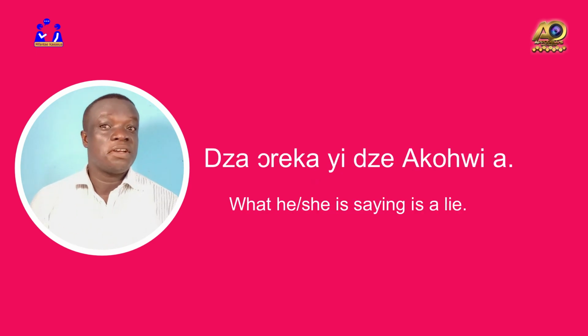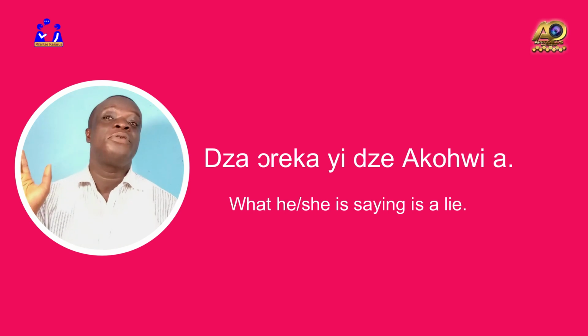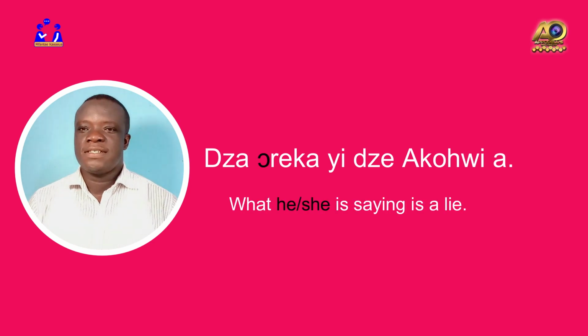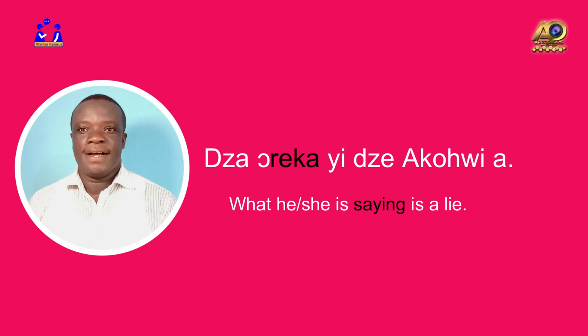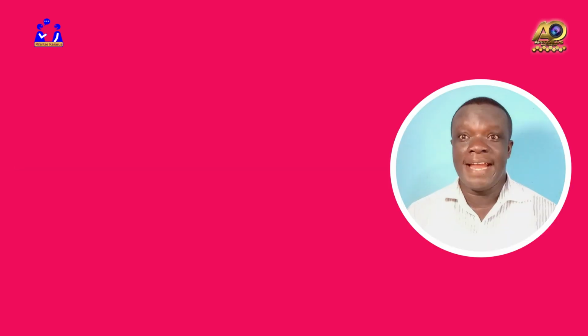Zoro kenzi, akohwa. Or represents the pronoun for the person who is lying, whether he or she. Orika means saying. What he or she is saying is the lie. The next phrase.